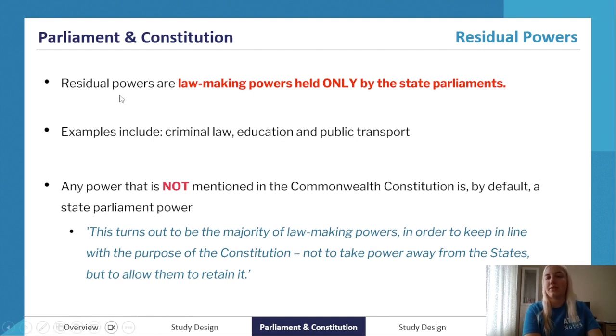So every state also has a different education system. So the ATAR, all students get an ATAR across the country, but all the systems are different under which you study and the layout of subjects depending on the state that you are in.